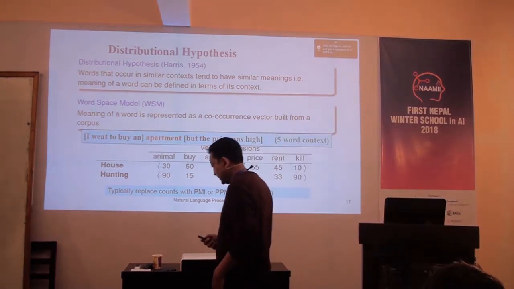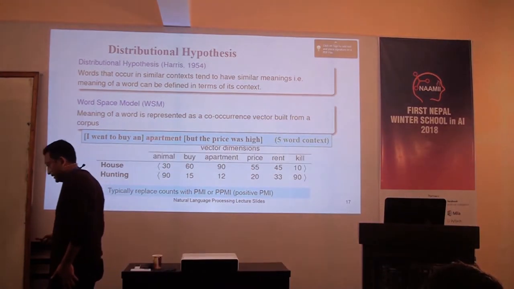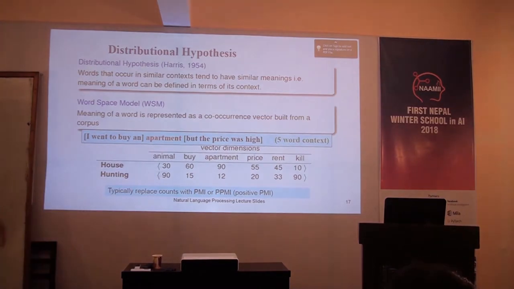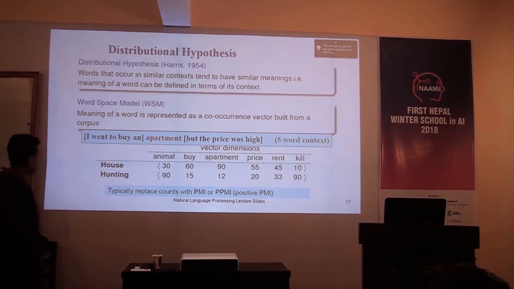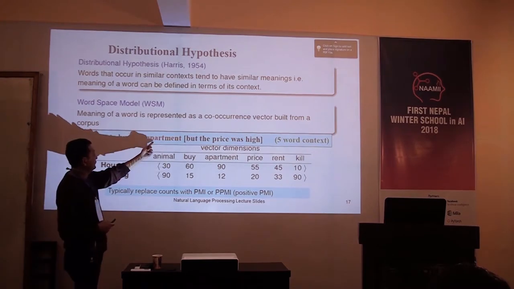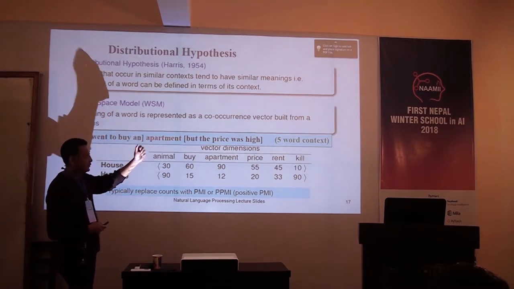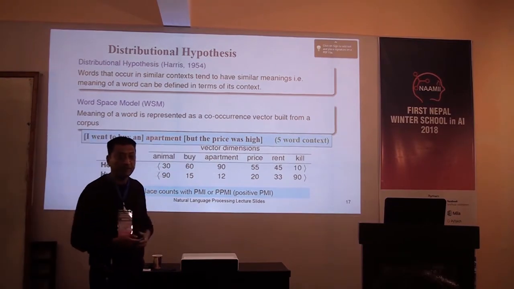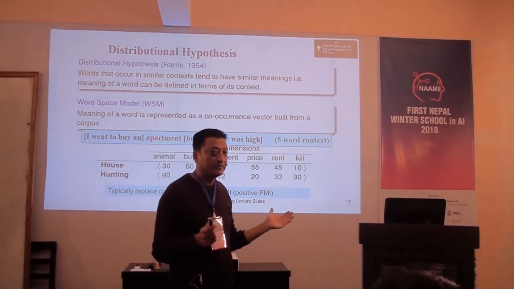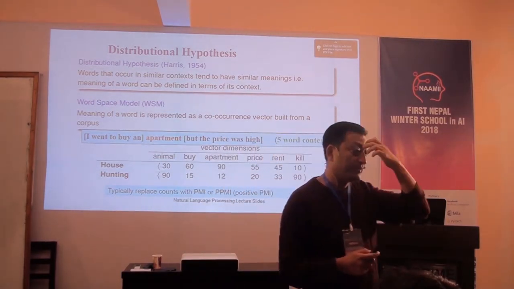So we can try to instantiate this idea into a concrete model using what's known as a word space model. So the meaning of a word is represented as a co-occurrence vector built from a corpus, okay? So the idea is this. Let's say we want to estimate the meaning of the word apartment. So we look at, let's say, five words to the left and five words to the right. So we have a five-word context, left and right. So total 10 words, okay?